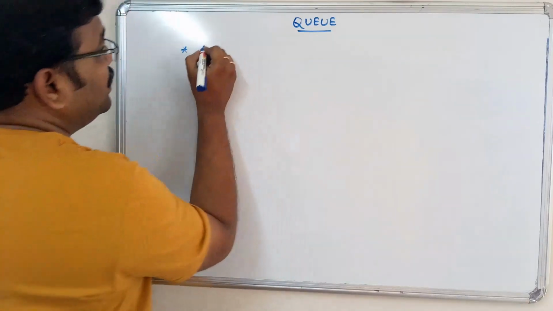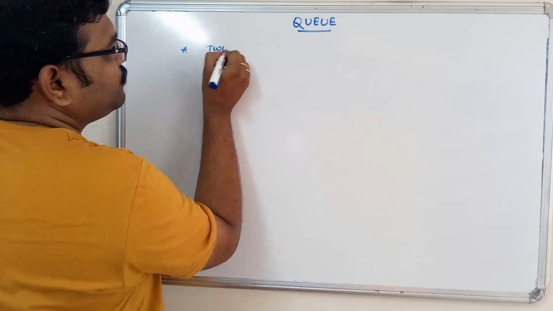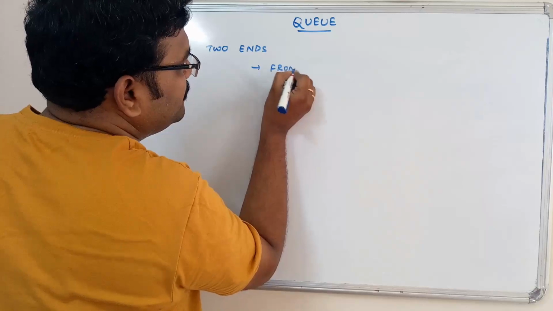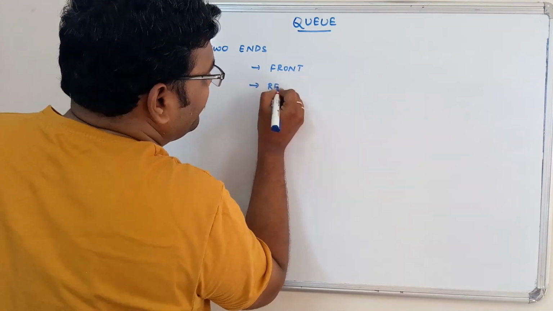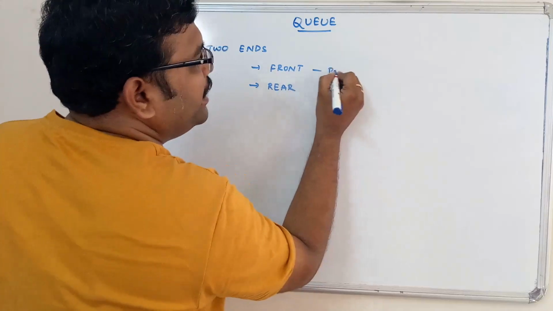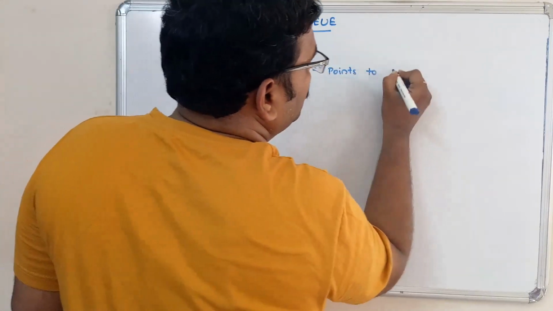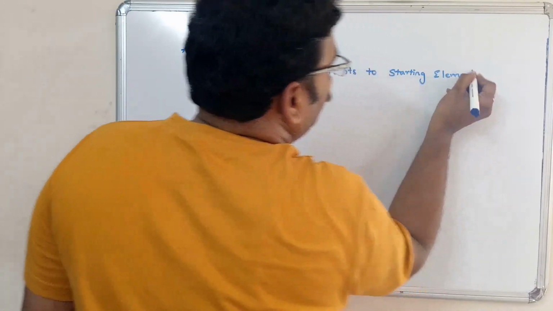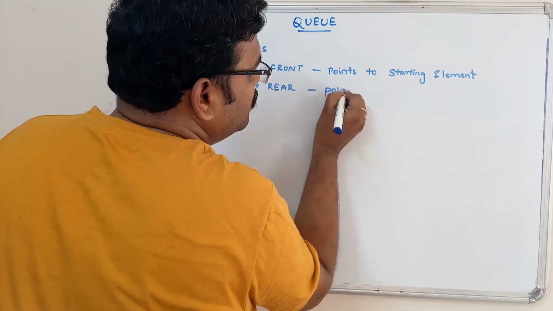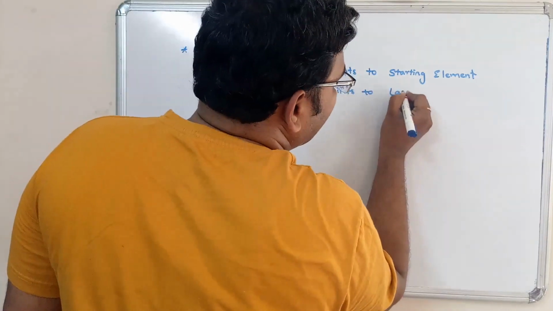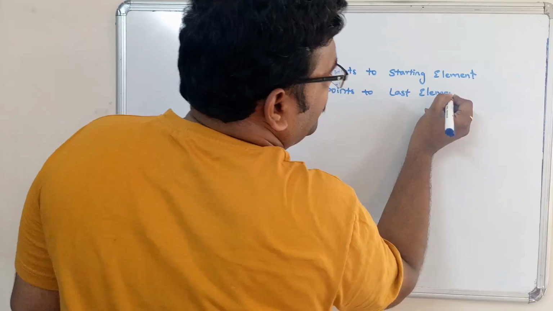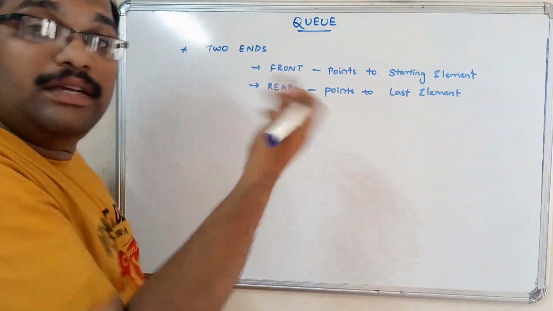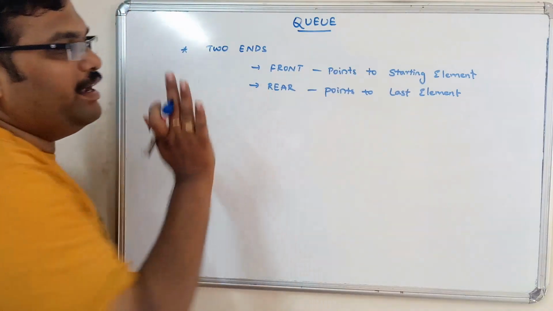Here there will be two ends, front and rear. Front points to the starting element, whereas rear points to the last element. And here also we need to specify the size, so that we will see later. So front and rear.